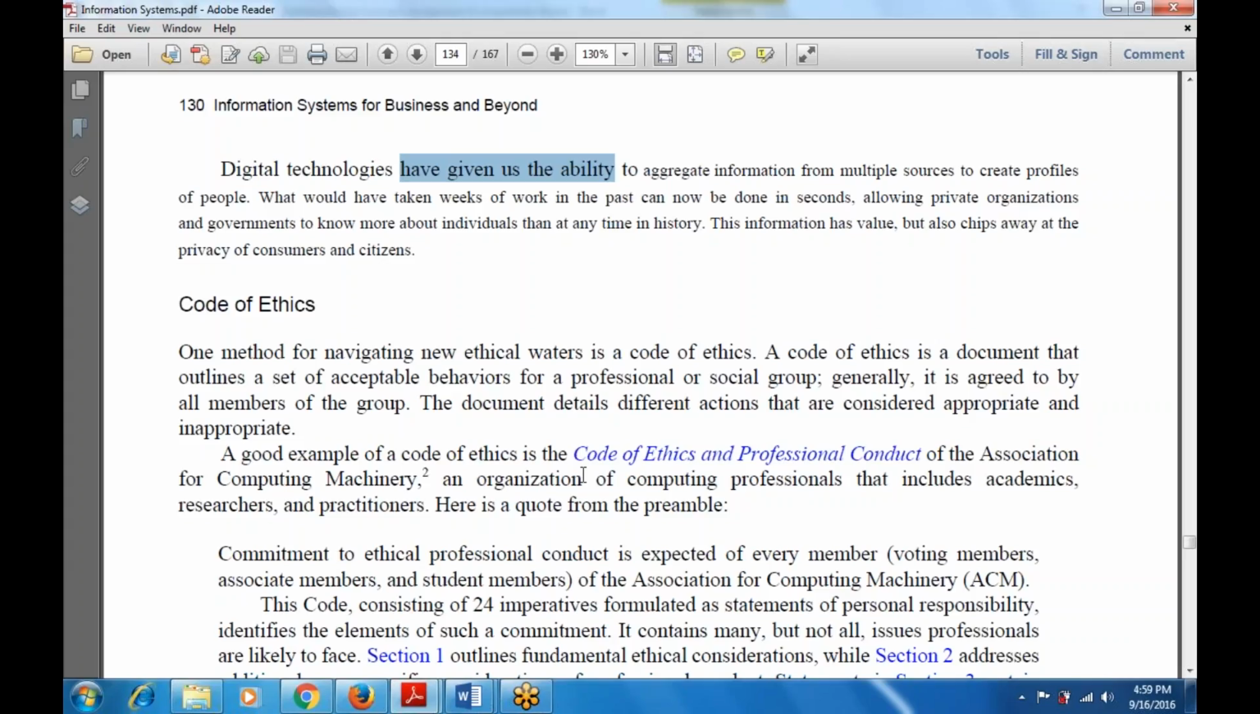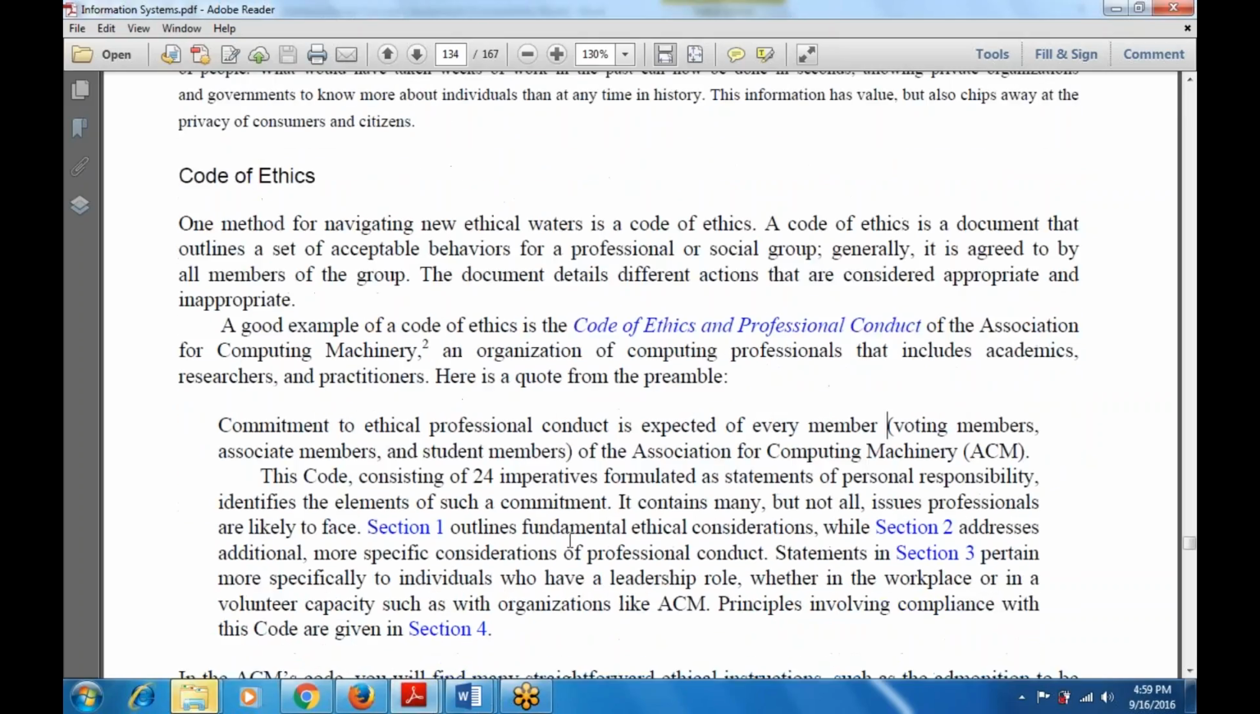A good example of a code of ethics is the Code of Ethics and Professional Conduct of the Association for Computing Machinery, an organization for computing professionals that includes academics, researchers, and practitioners. A commitment to ethical professional conduct is expected of every member, whether a voting member, an associate member, or a student member.